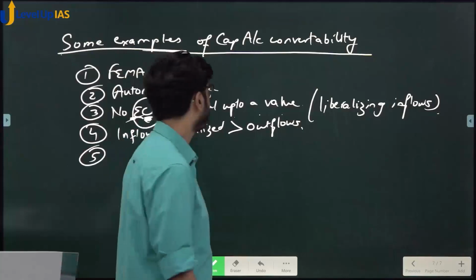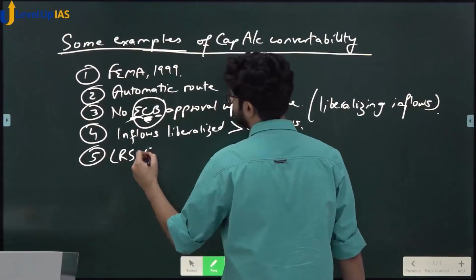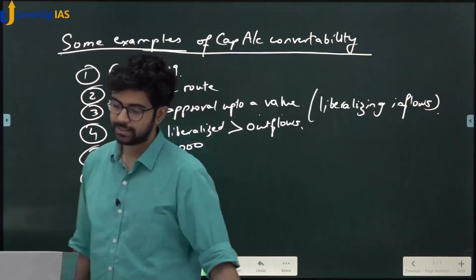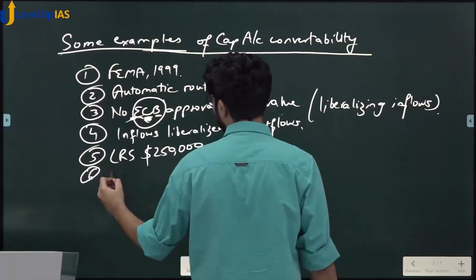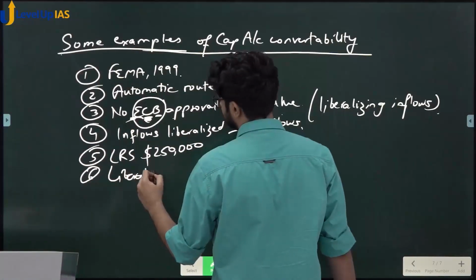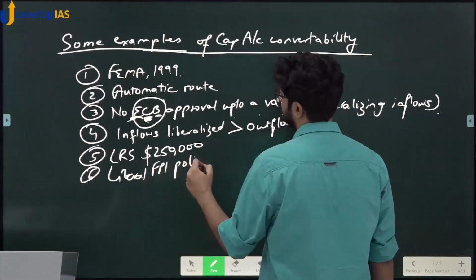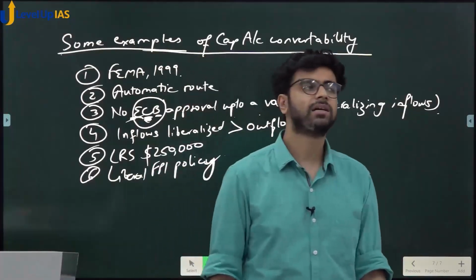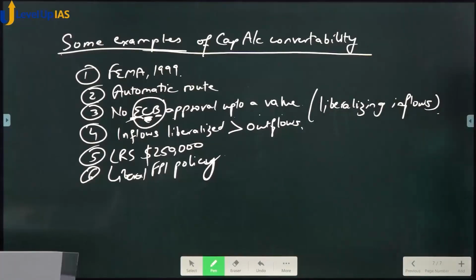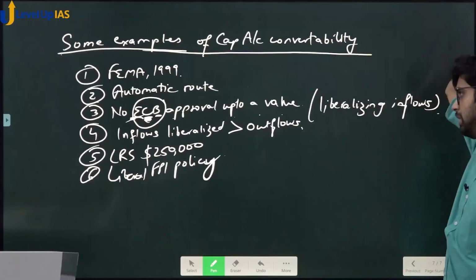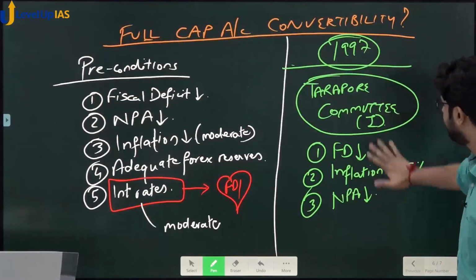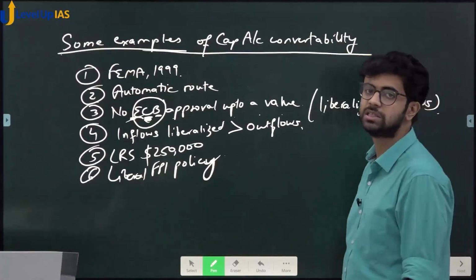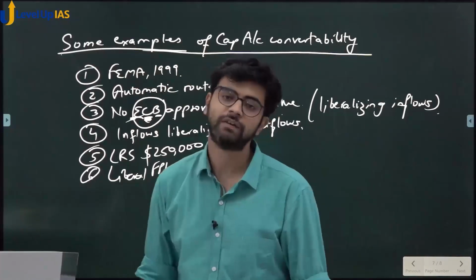money. LRS was introduced. I told you it was introduced under FEMA. LRS was introduced up to $250,000, right? And liberal FPI policy, liberal FDI policy. Liberal FPI policy है, right? So all these are the conditions, all these are the considerations which were made after 1997. All these things were discussed. All these things were said कि we need to do this to attract foreign investment.